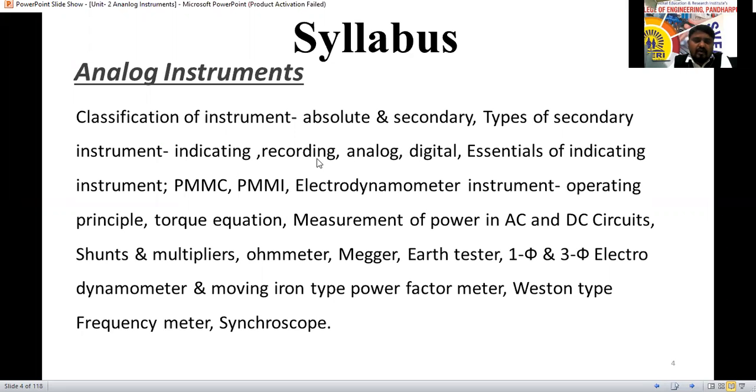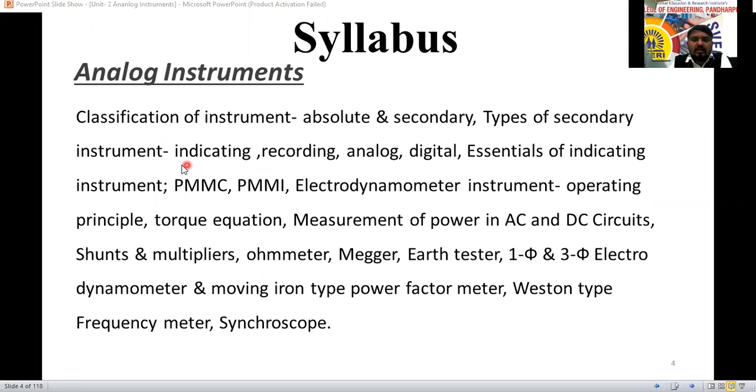Indicating instruments are also called analog instruments. For that reason, the chapter name is analog instruments. We are going to concentrate more on these indicating instruments.